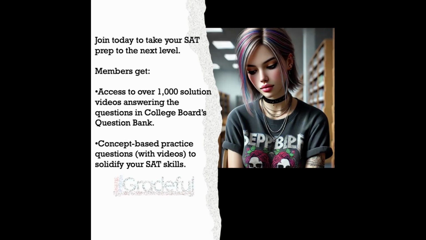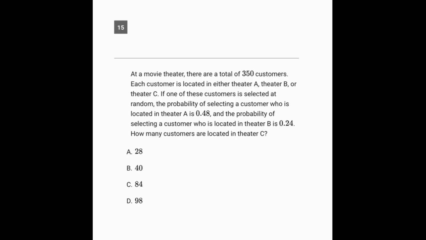Now going over to question 15 here. Here we're being told about the number of customers that are located in one of three theaters. So we know the probability of theater A and the probability of theater B, and we need to know C.